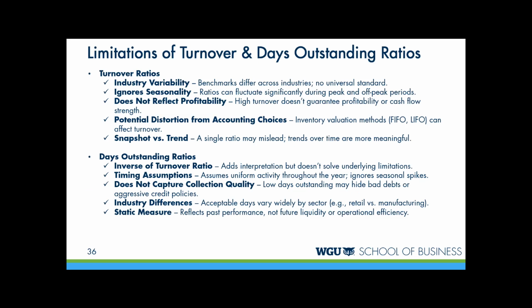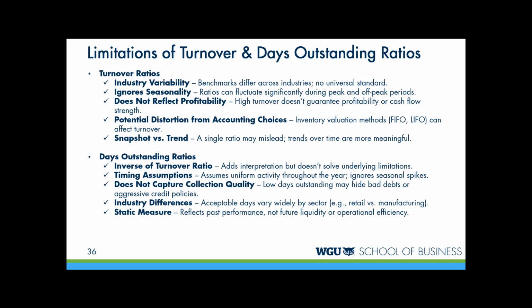Okay, the next limitation is that it doesn't capture our collection quality. So, for example, when we do our accounts receivable turnover, it's really not telling us what's happening with our bad debt. It's not telling us what's happening with our accounts that are taking over 120 days to collect. It's just giving us a big picture. So again, sometimes you have to decompose these ratios in order for them to be more effective indicators of what's happening.